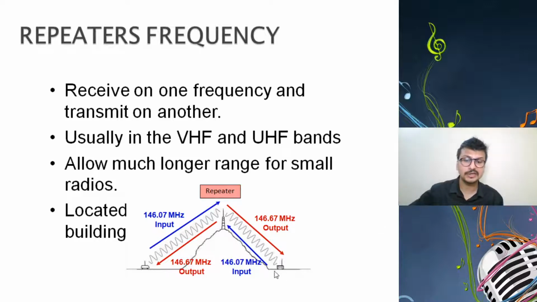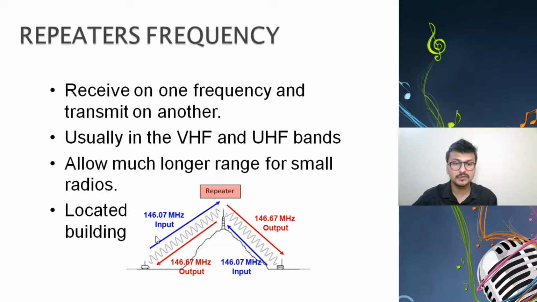So you can see the output is 146 megahertz and the input is 146.07 megahertz. Both have the same input and output, just because of the repeater. The signals are the blue line going up to the repeater: the 146.07 megahertz input is going, in the blue line, to the repeater, and the output that is coming out, you can see there's a red line coming towards the downside, and you can see here is 146.67 megahertz. So you can compare the input and the output.